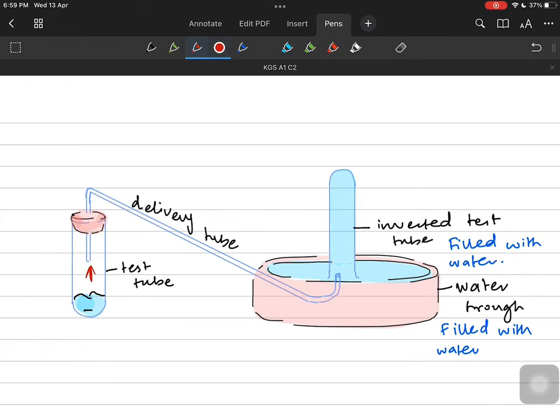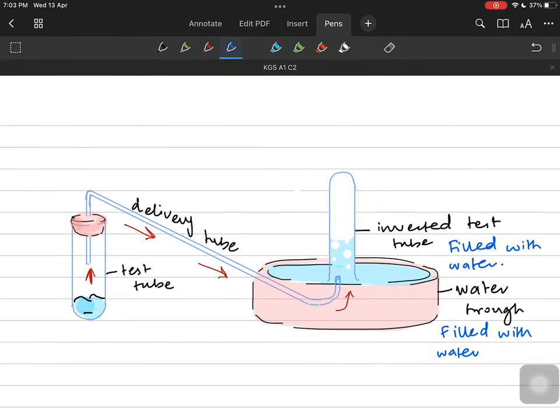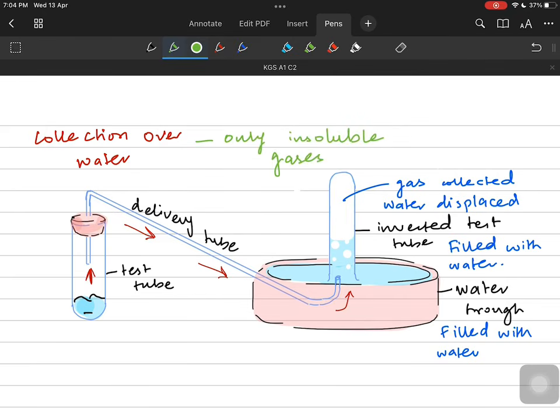So when the reaction begins and the gas starts moving from the delivery tube into the water trough, obviously water is more dense. So you will see bubbles of the gas, and you will see the gas start moving upwards into the test tube or the measuring cylinder, and the gas will start occupying the space in the test tube. So the gas starts being collected in the inverted test tube or the inverted measuring cylinder, and it displaces the water. This method is known as the collection over water, because the water moves downwards and the gas is collected upwards.